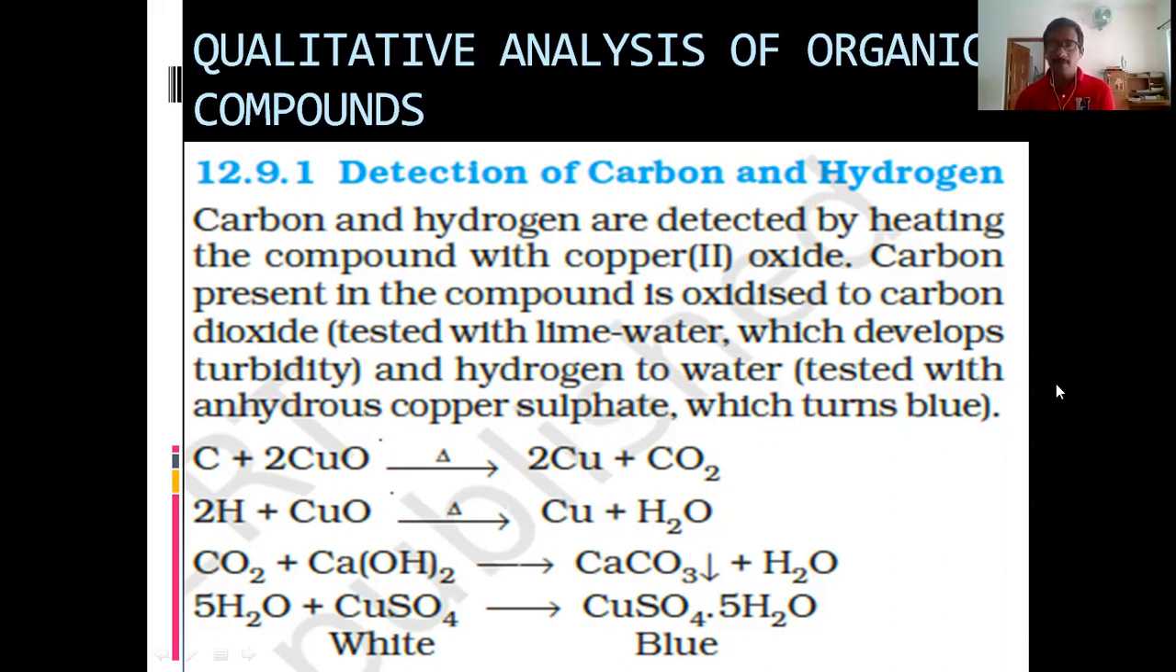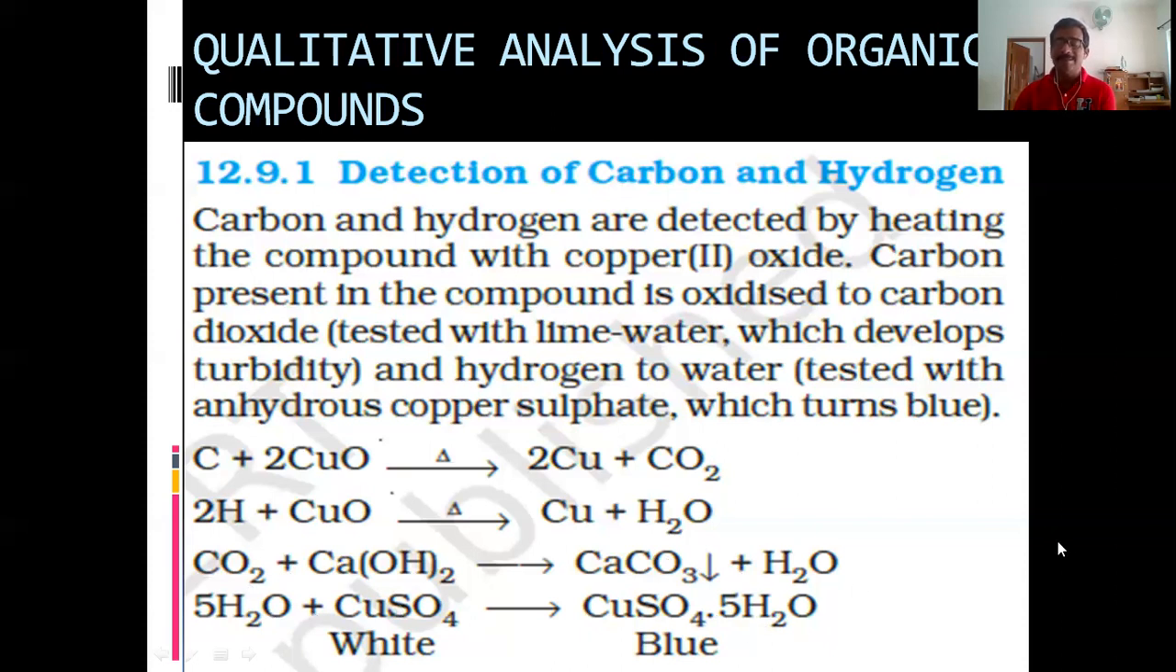So when carbon is treated with cupric oxide, carbon dioxide is formed, and when hydrogen is treated with cupric oxide, H2O is formed. CO2 plus Ca(OH)2, lime water, calcium hydroxide solution, forms calcium carbonate, which is white in color, insoluble. So lime water turns milky. CuSO4 is white in color, anhydrous CuSO4. When it combines with water, it will change to CuSO4·5H2O, blue in color.